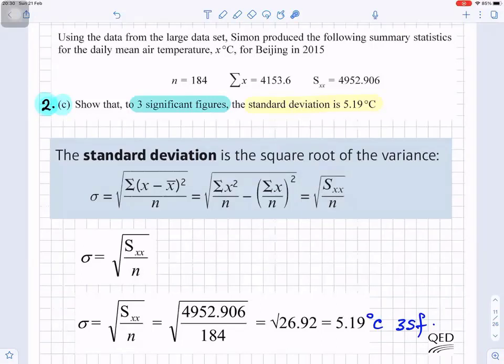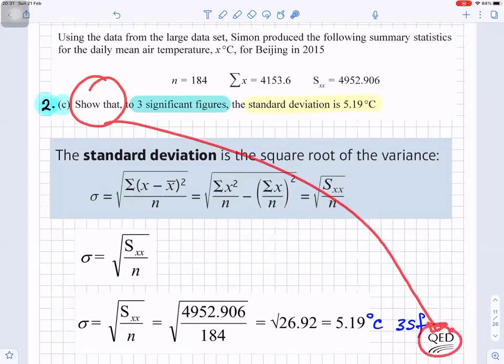So we substitute Sxx in there, and then we substitute 184 in there. Put it in your calculator. You get 5.19 degrees Celsius to 3 significant figures. QED, quod erat demonstrandum, as required to show, because it said we should show it. This is Latin and means we have shown it.